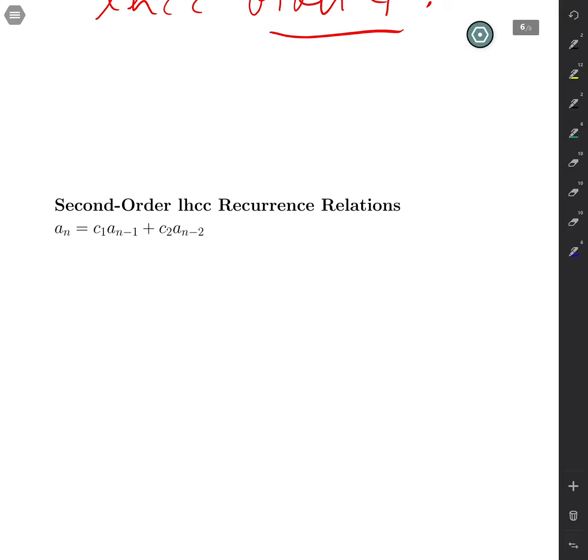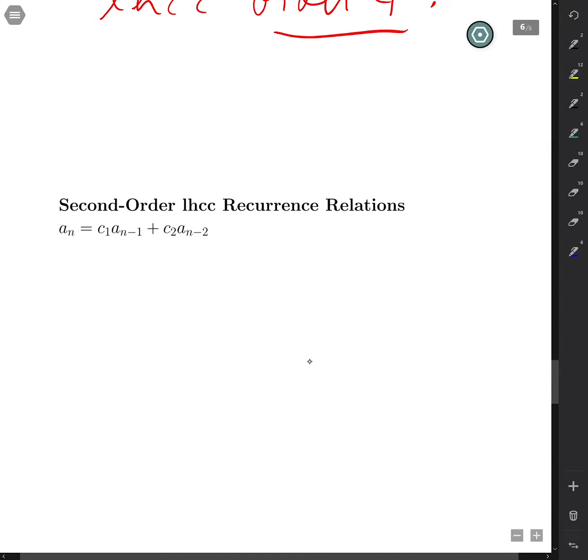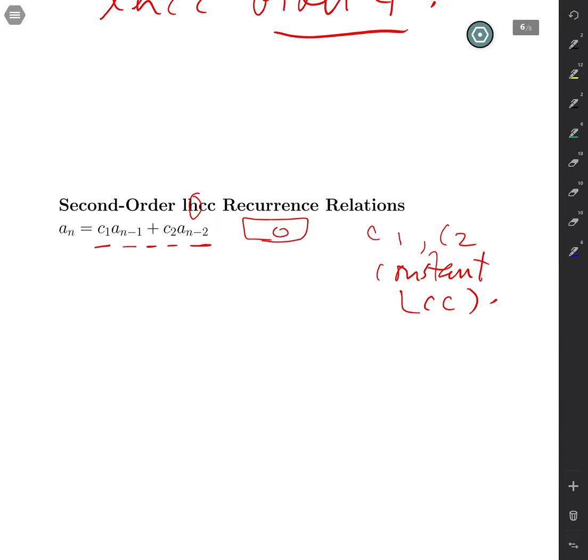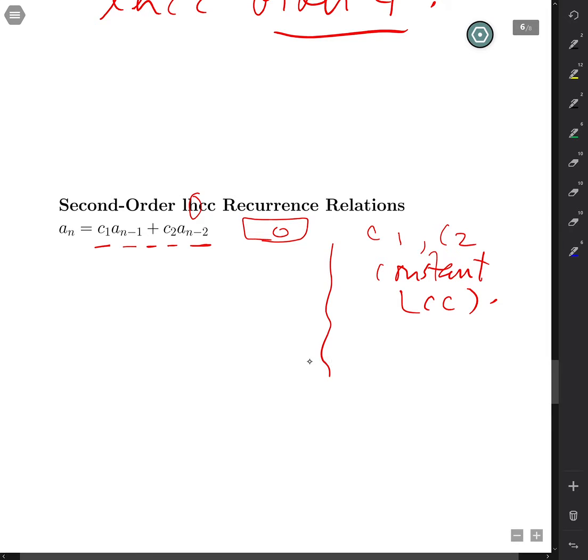And so second order here, and it's linear, so we just have some coefficient times an minus 1 plus some coefficient times an minus 2. That's the only way they're combined. And there's no term over here. That's a 0, so that's the homogeneous part. The c's are constant, c1, c2 constant. That's the constant coefficient part. So we're going to look at those kinds of things there. And I guess what we're going to try to do is figure out what kind of solutions we might have for this. Playing off of the order 1, and I'll just scribble this down over to this side over here.